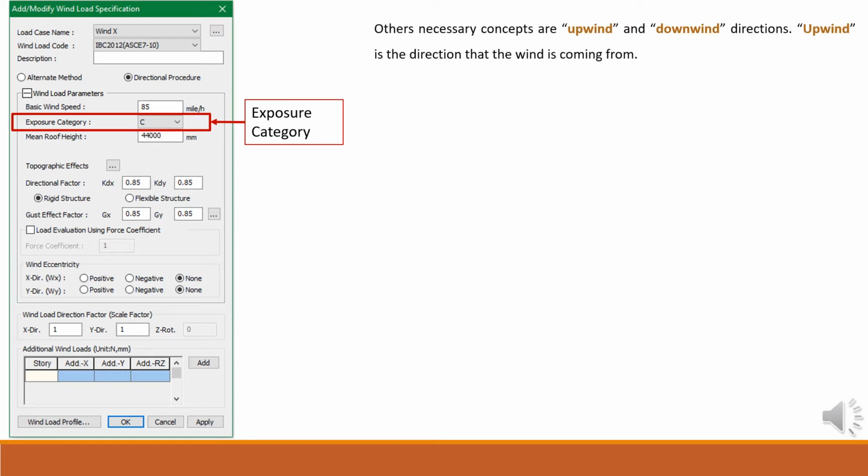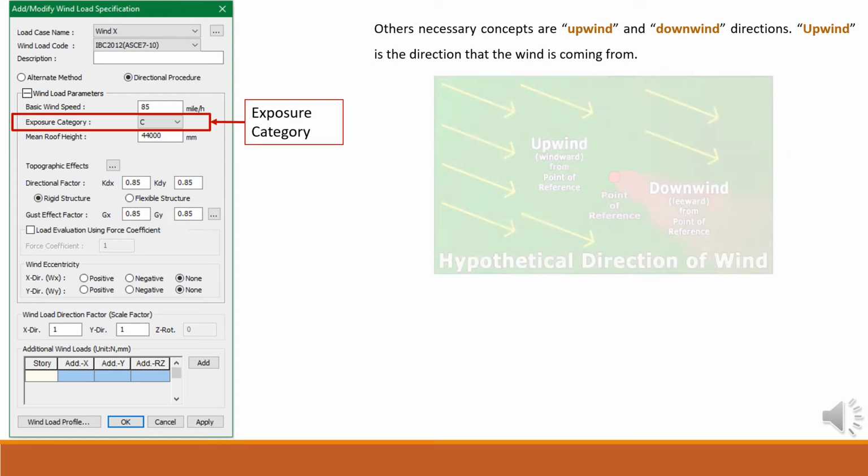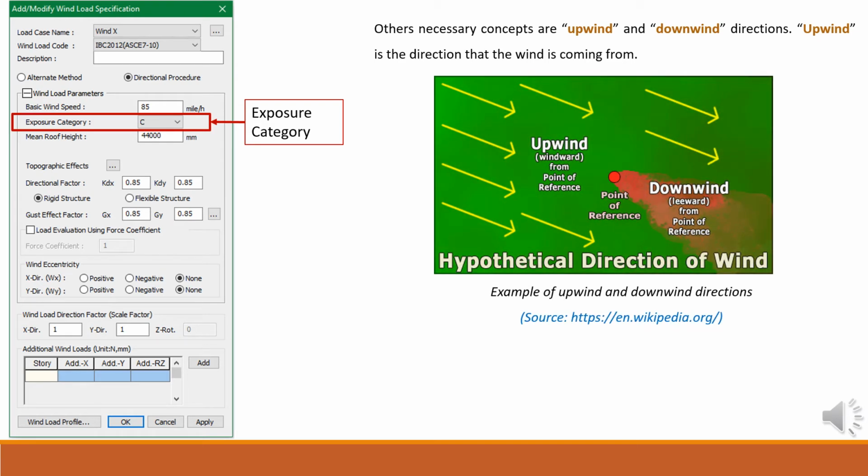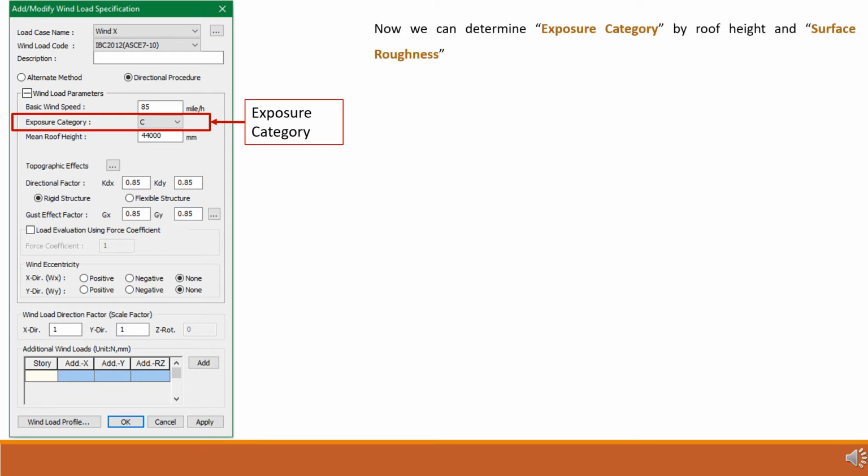Other necessary concepts are upwind and downwind directions. Upwind is the direction that the wind is coming from. Now we can determine exposure category by roof height and surface roughness.